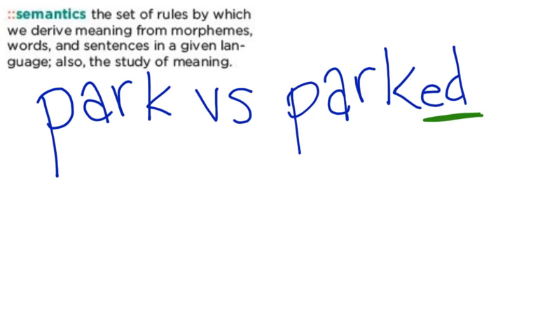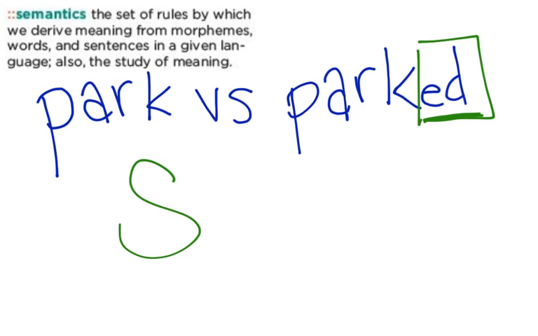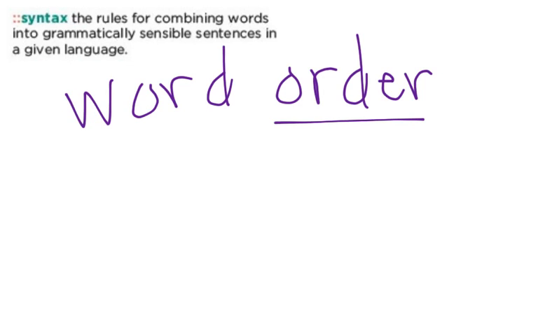So here we have two different words. We have the word park and we have the word parked. Semantics tells us that by adding this ed to the end of the word, we are making it past tense. So we're changing the meaning. That's just a rule of thumb we have in English. If you add ed, you make something past tense. If you add an s, you make something plural. So these are just the rules that govern our meaning in language, as opposed to syntax, which is all about the order of words as they're presented to you.